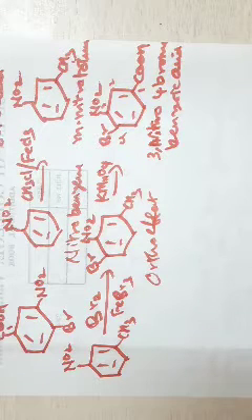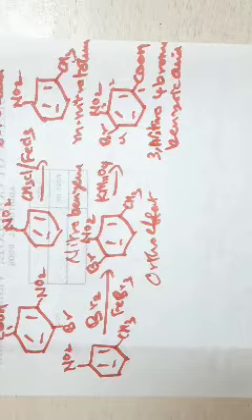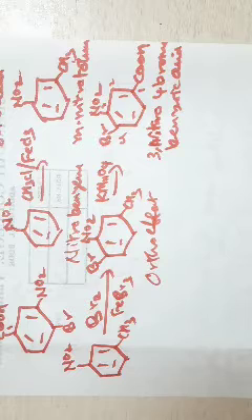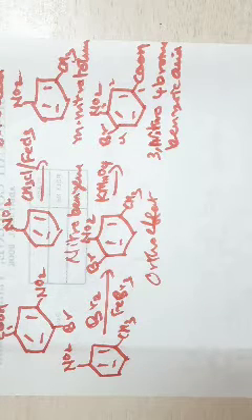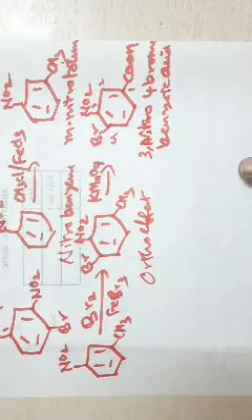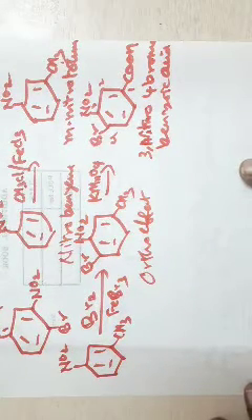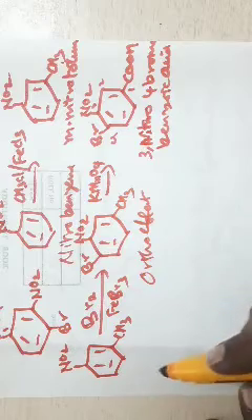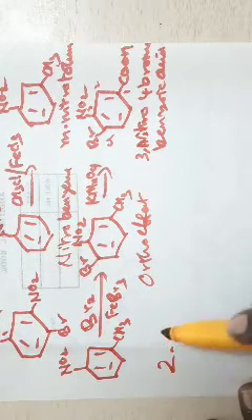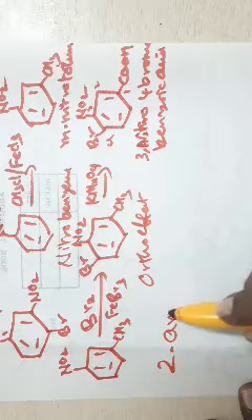And we can synthesize a few more molecules also. That is 2 amino 5 methyl phenol. First, let us write the structure of this molecule, 2 amino 5 methyl phenol. Of course, it is a complicated synthesis.